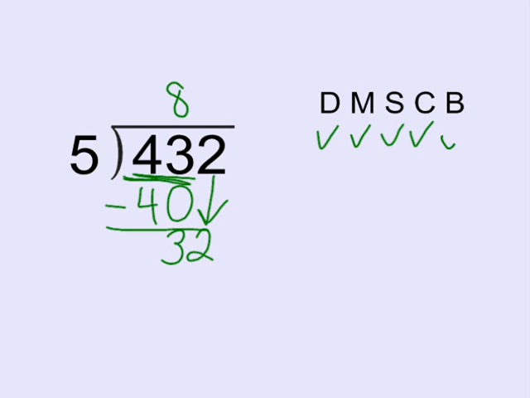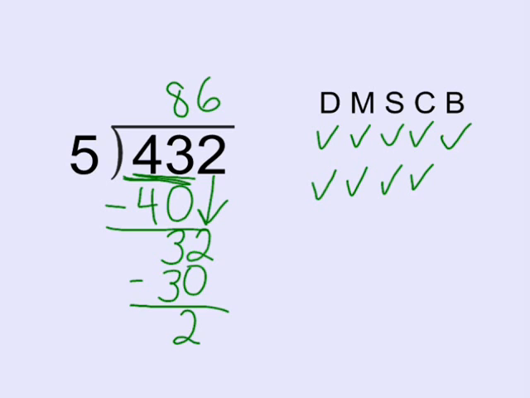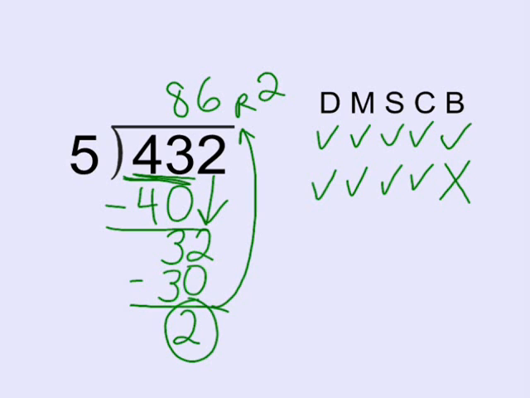So now I have a new problem. 5 into 32. 5 into 32 goes 6 times. 6 times 5 is 30. Now I subtract. 32 minus 30 is 2. Now I can check. 2 is less than 5. Now I have to bring down. Well, there's nothing left to bring down, so I know I finished my problem. But I still have the 2 that's left over. So it moves up right next to the quotient, and I will have 86 remainder 2.